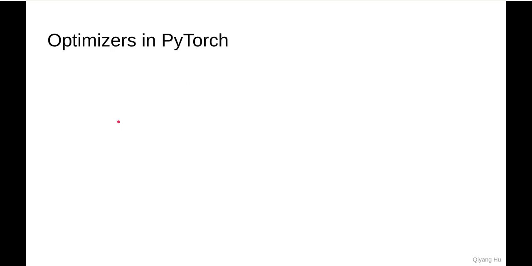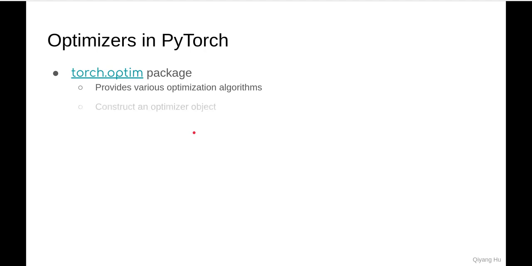Another important package in PyTorch is the torch.optim package. It implements various optimization algorithms like the stochastic gradient method and Adam. To use torch.optim, you have to construct an optimizer object that will hold the current state and will update the parameters based on the computed gradients. The example shown here defines an optimizer with the stochastic gradient method, passing the model parameters with a fixed learning rate and without momentum in this case.